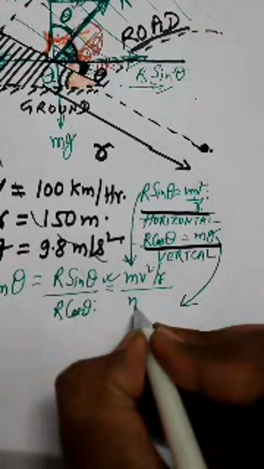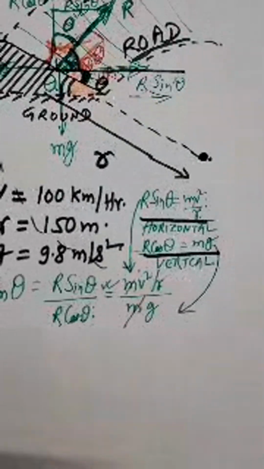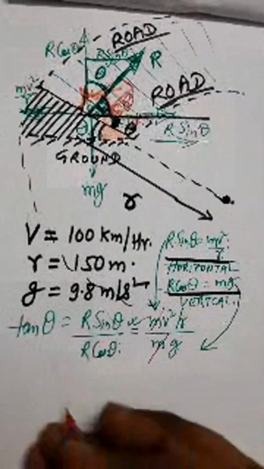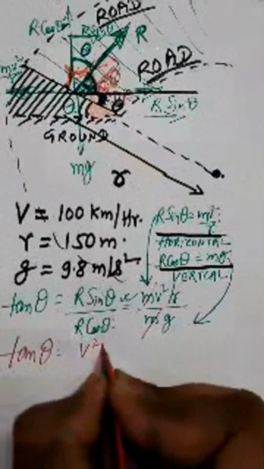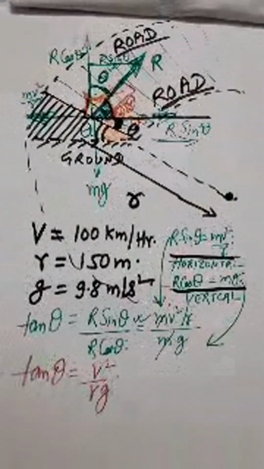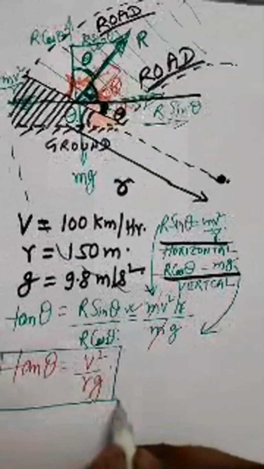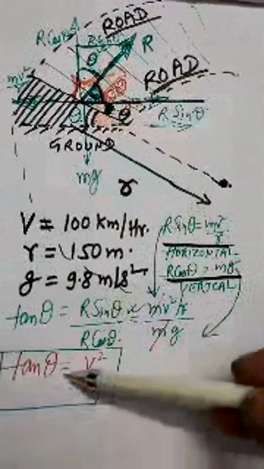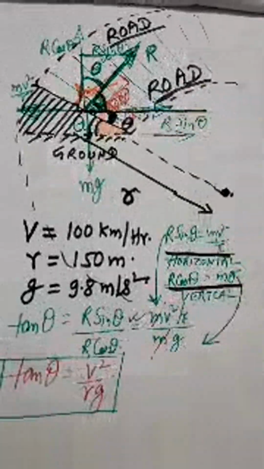So here write m into g. So here you can see m and m will be cancelled out, and we are left with tan theta equal to v square by rg. So tan theta is written as v square by rg. So for any four-wheeler, this is the derivation for the banking of road, right? For any road which is having a banking of theta, tan theta will be equal to v square by rg for any four-wheeler, right?